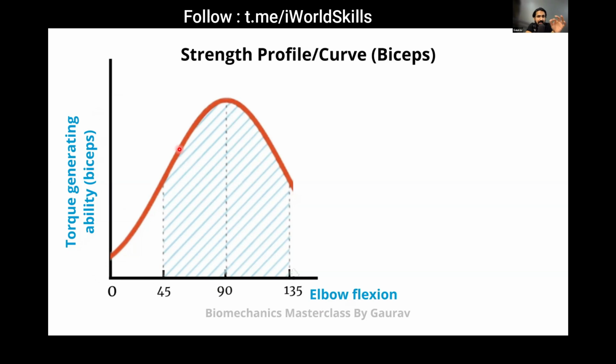Why? Because the internal moment arm keeps getting longer and longer. At 90 degrees, the torque generating ability of the bicep muscle is the maximum. Why? Because the internal moment arm at 90 degrees is the longest. So this graph is representing what we just discussed. And beyond 90 degrees, the torque generating ability of the bicep muscle drops, as you can see in this graph. Why? Because the internal moment arm gets shorter.